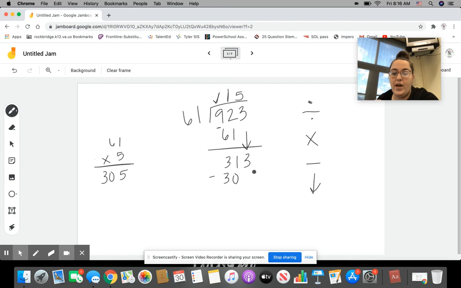Minus 305. I'm going to subtract. I have to borrow. That becomes 0. 13 minus 5 is 8. So I have nothing else to bring down. So my remainder is 8. My answer is 15, remainder 8.